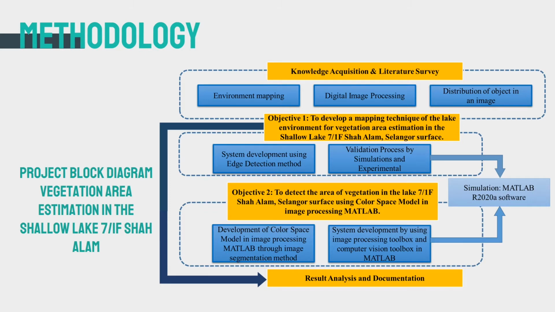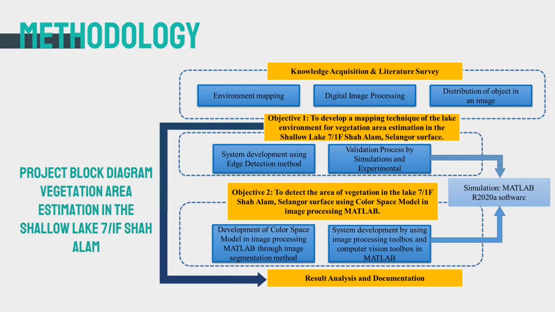For the knowledge acquisition and literature review, the survey covers environment mapping, digital image processing, and distribution of objects in an image. For the objective 1, to develop a mapping technique of the lake environment for vegetation area estimation is by using the edge detection method. The edge detection method is generally to segmentize and extract the boundary of the lake from the image, and the validation process by estimation and experimental.